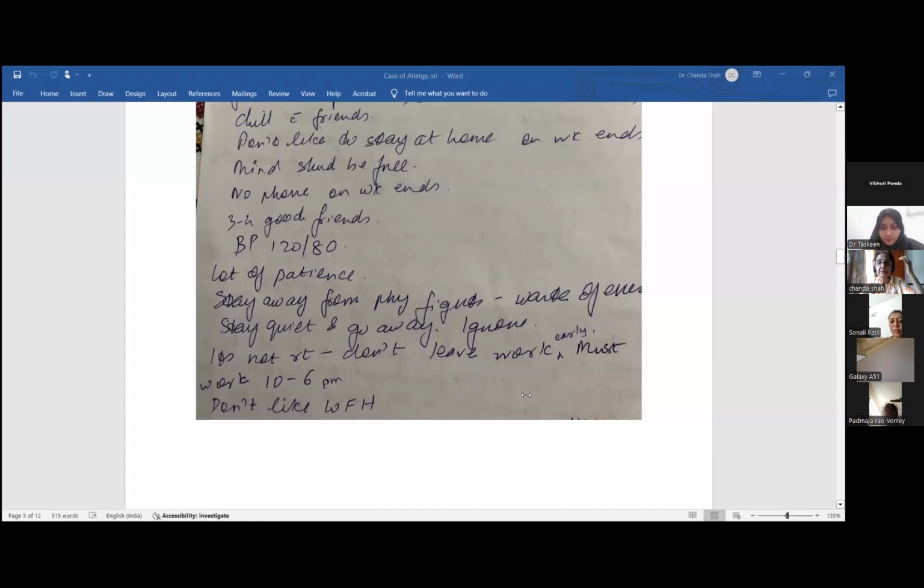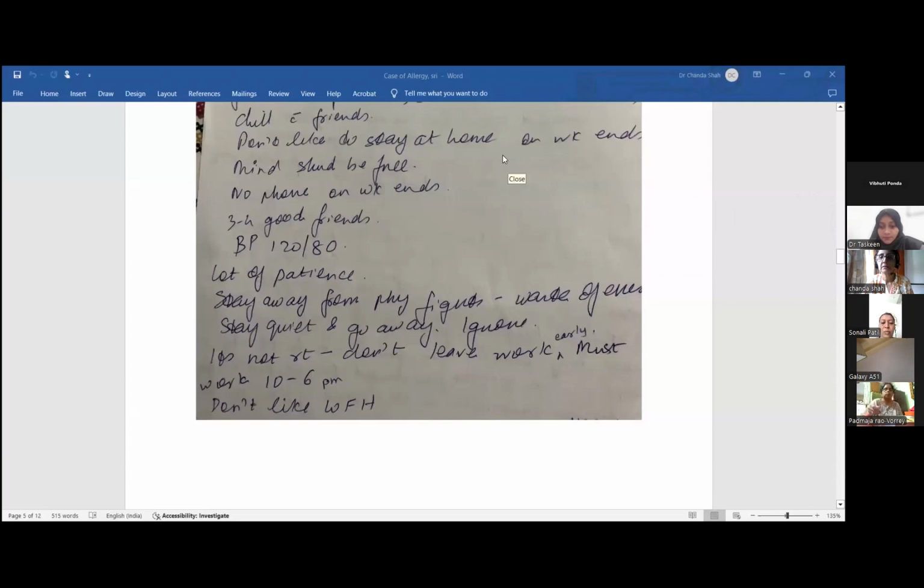Please describe the underlying miasm and disease progression. Kali group. Why Kali group? Along with the remedy, right? A little bit of why you're thinking of that remedy. Calcarea silicata. Anybody else? Rostock to start with. Okay.